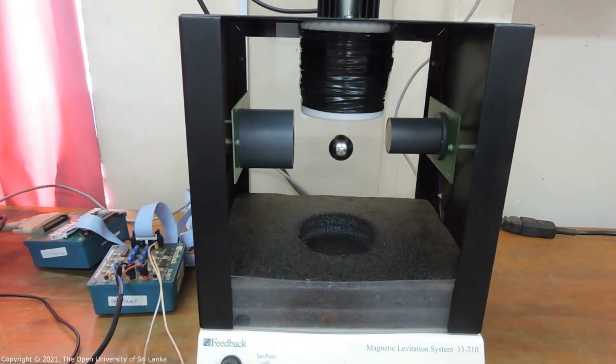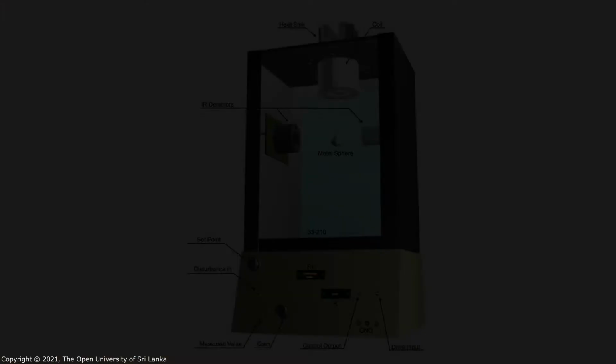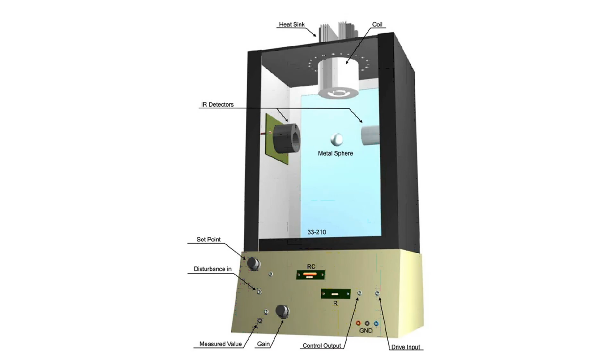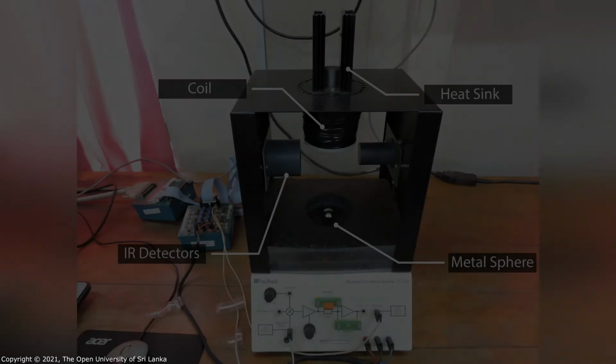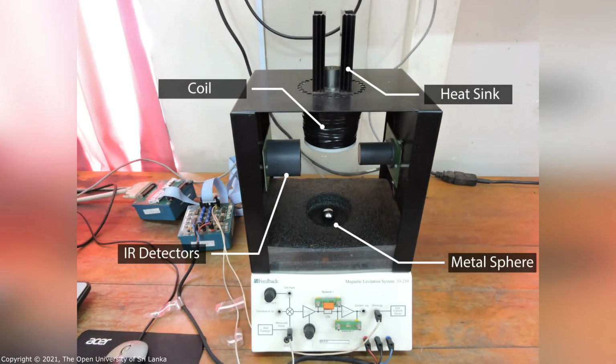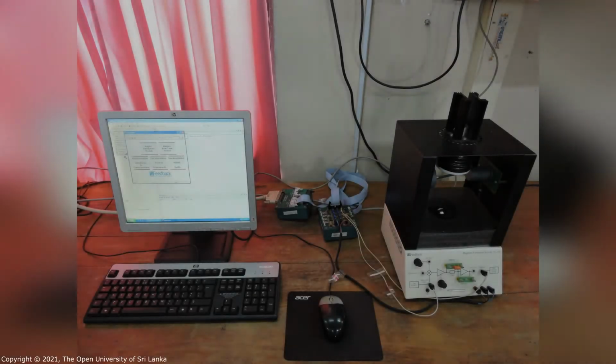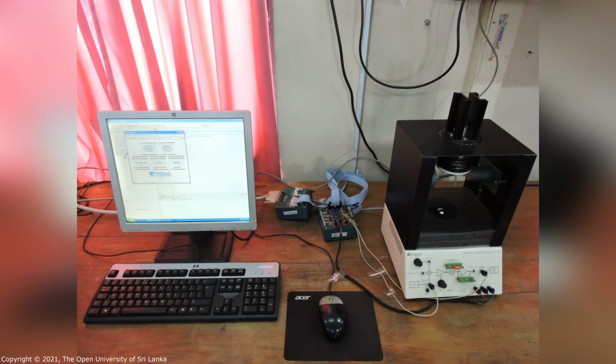The magnetic levitation system is non-linear and unstable. There are various control strategies available for its stable operation. The maglev system mainly consists of four major parts: a suspended steel ball, an infrared sensor for distance measurement, a controller, and an actuator including an electromagnet and power amplifier.